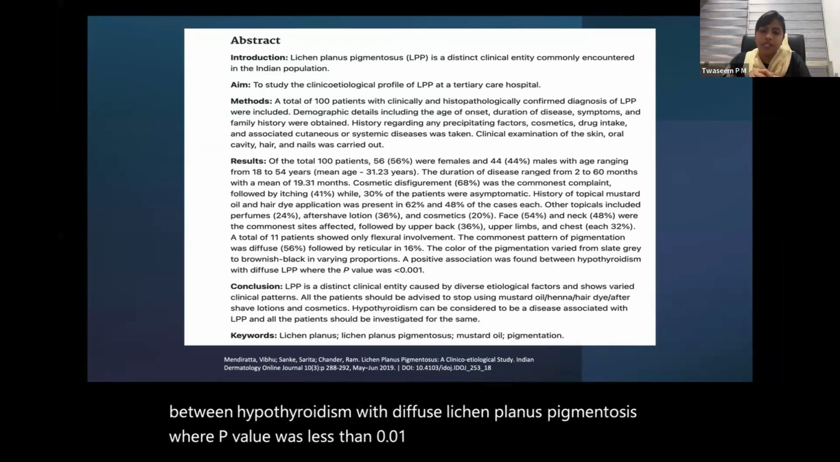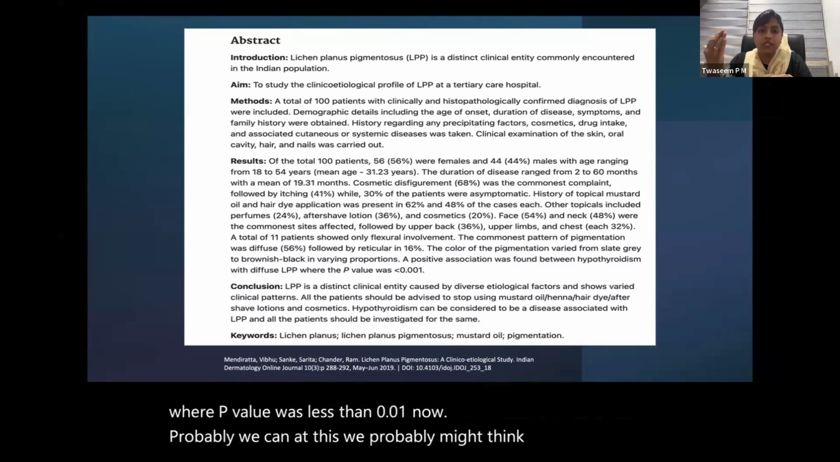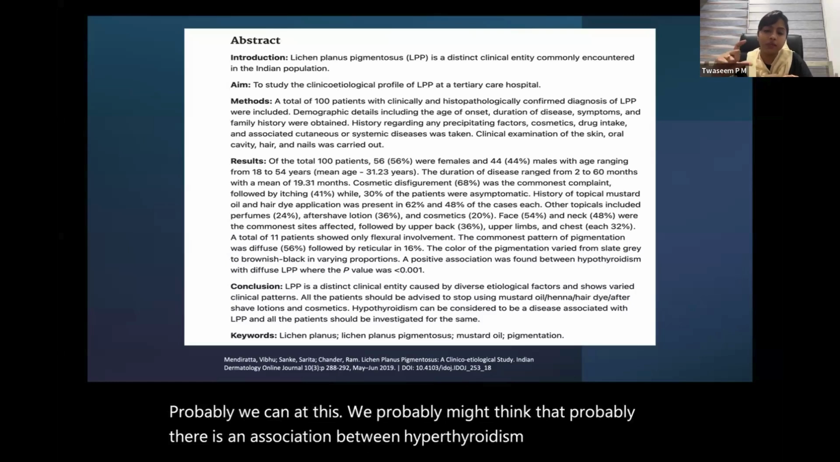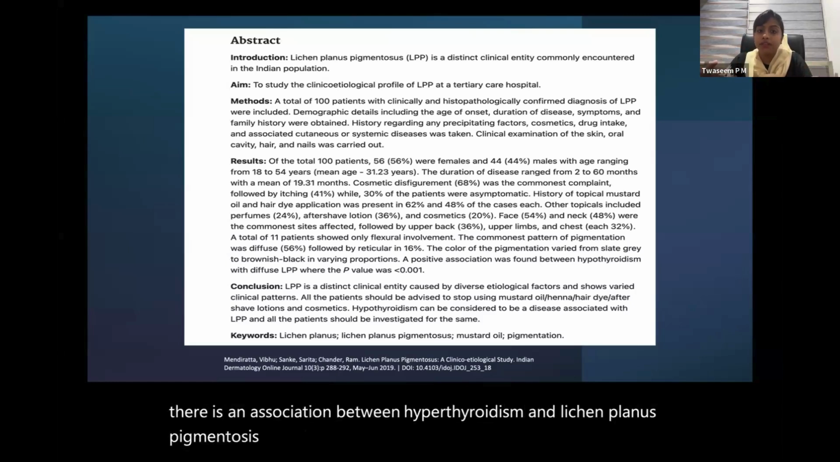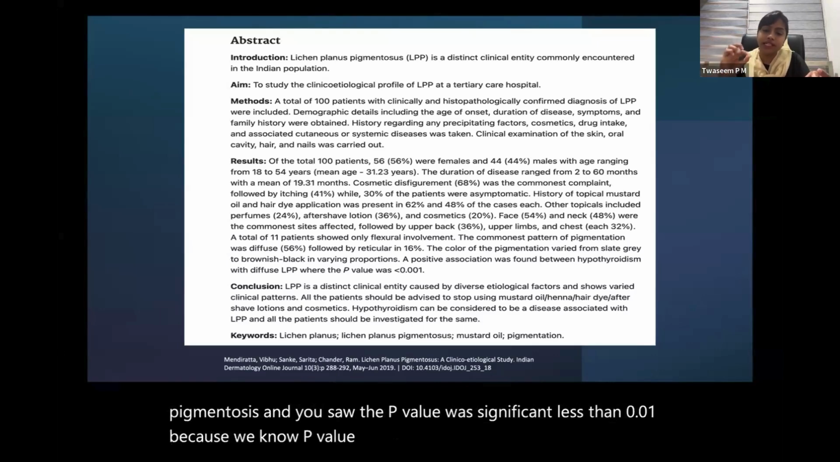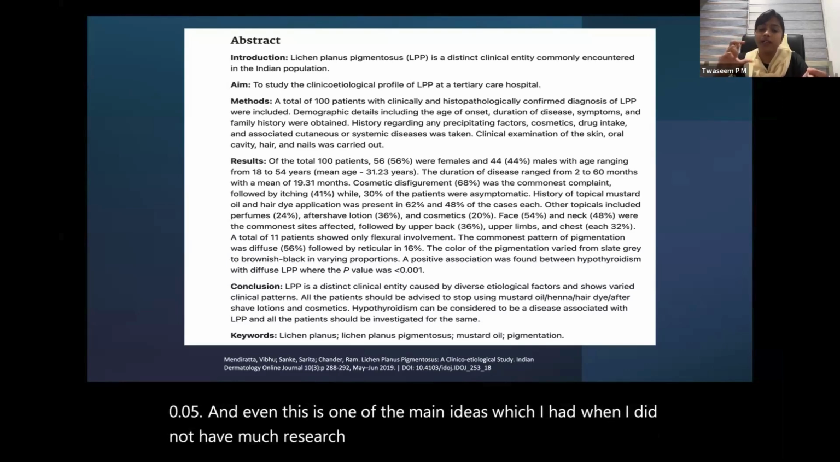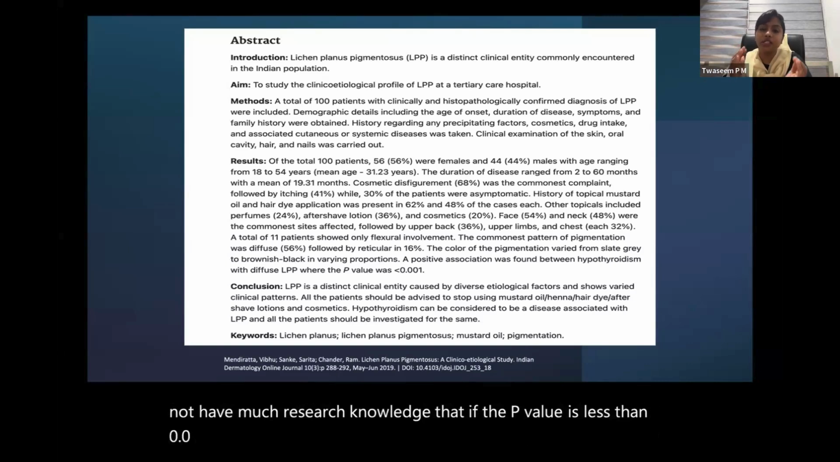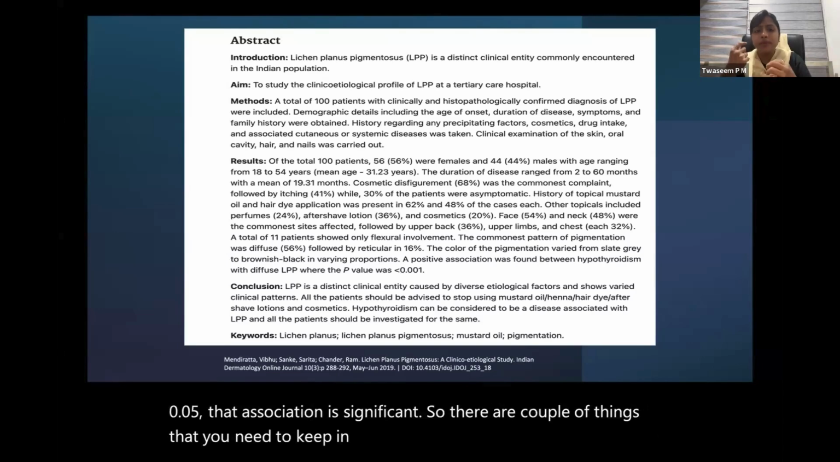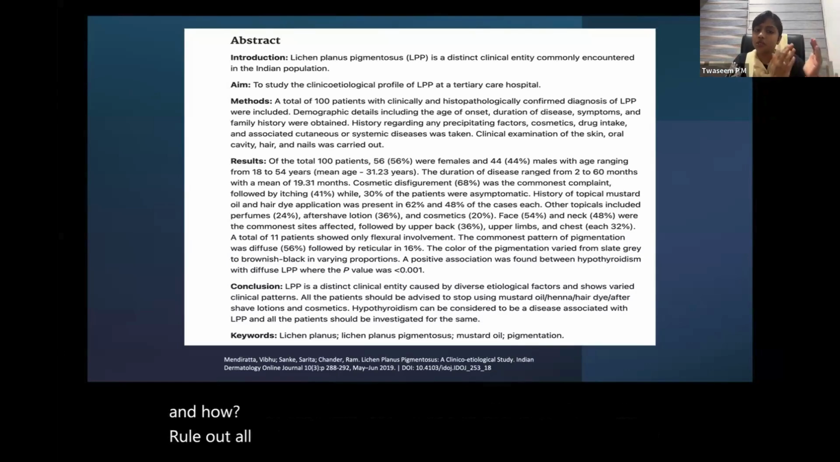Now, we probably might think that there is an association between hypothyroidism and lichen planus pigmentosus. And you saw the p-value was significant, less than 0.01, because we know p-value becomes significant when it's less than 0.05. And this is one of the main ideas which I had when I didn't have much research knowledge, that if the p-value is less than 0.05, that association is significant. So there are a couple of things that you need to keep in mind here. What does a p-value mean and how does it rule out all the errors that you have mentioned before?